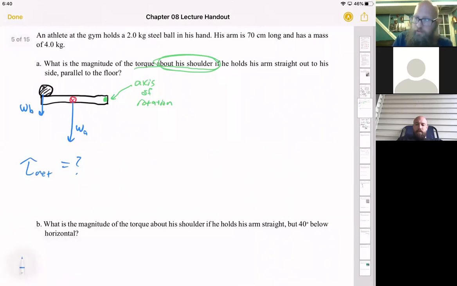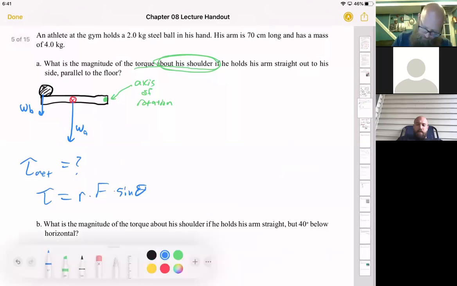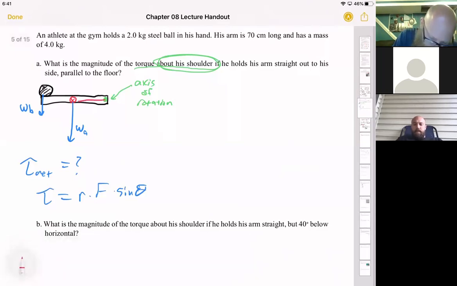We recall, and I am very close to done here, guys, that the definition of torque is R F sine theta. F for each of these is weight. R and sine theta we need to figure out. Let's write R on each of these. There's R_a and there's R_b, and it looks like theta for each of those is 90 degrees. So sine theta is going to be 1. Sine of 90 is 1.